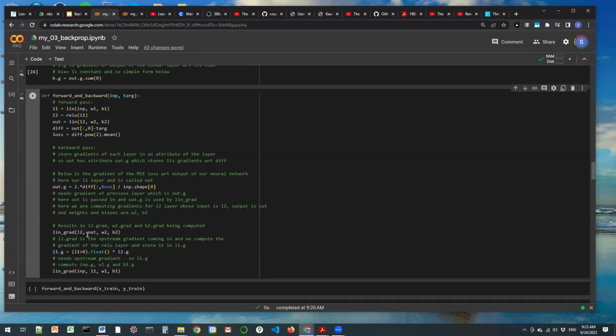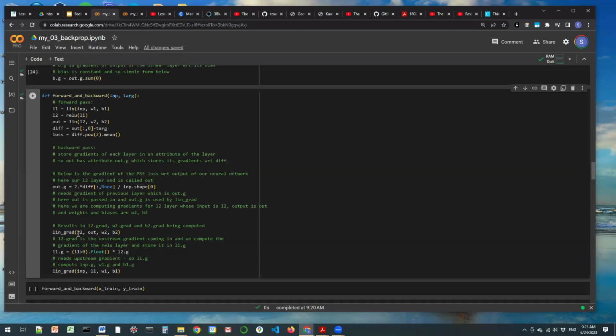For the first time we do this, which is for the second linear layer in a network, the output of that second linear layer is out. The input is L2, and the weights and biases are W2 and B2 respectively. So we say linear grad, and this is a function we'll get into in a minute, but we say linear grad, L2 out, W2, B2. So what happens as a result of this?